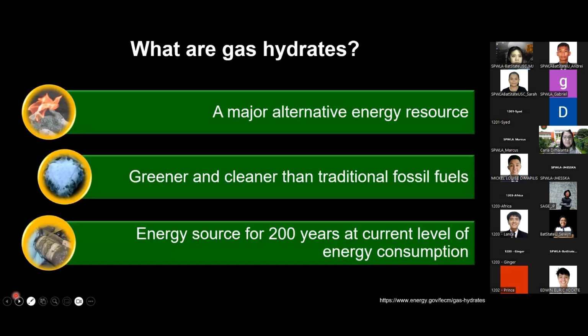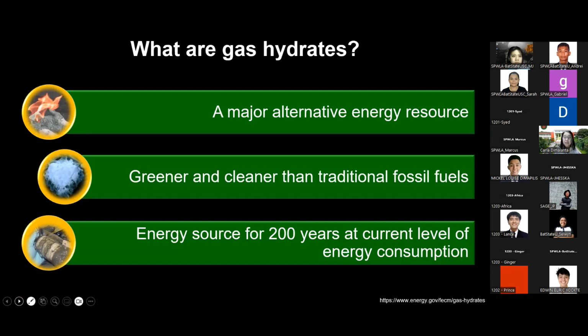Okay, so why all this interest in gas hydrates aside from putting a lot of emphasis on this being a major alternative energy resource? A lot of those doing studies on gas hydrates are also suggesting that this is a greener and cleaner version compared to the traditional fossil fuels that we are using now. So this is oil, gas, and coal resources.